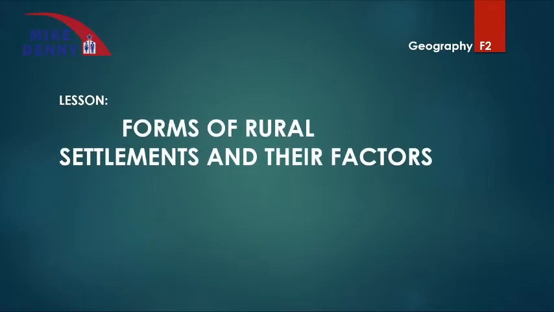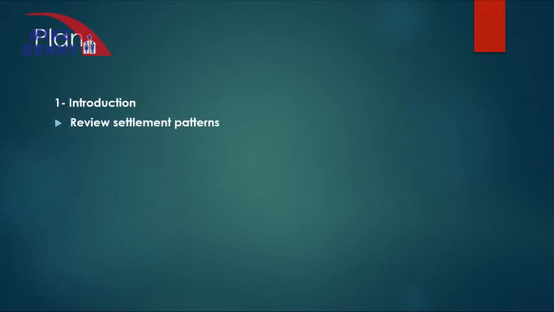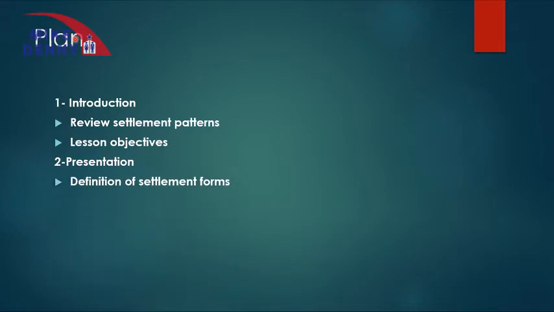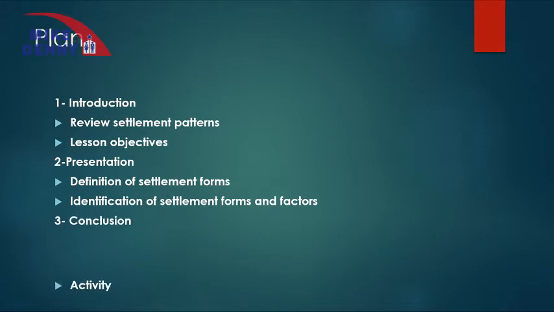Our lesson of today is titled Forms of Rural Settlements and Their Factors. As plan of presentation, we have the introduction, a review of the previous lesson, that is settlement patterns, the lesson objectives, and the presentation. We have the definition of settlement forms, identification of settlement forms and their factors, and finally the conclusion, especially an activity that we are going to do.